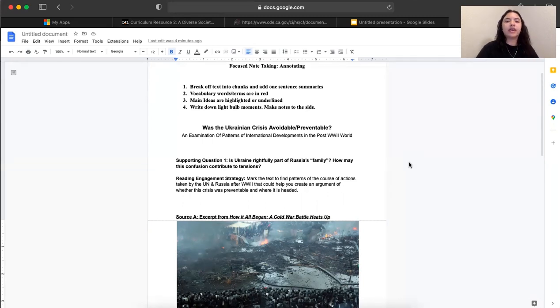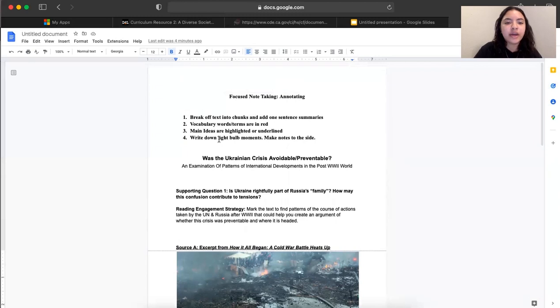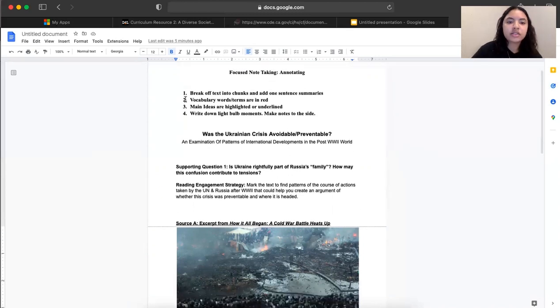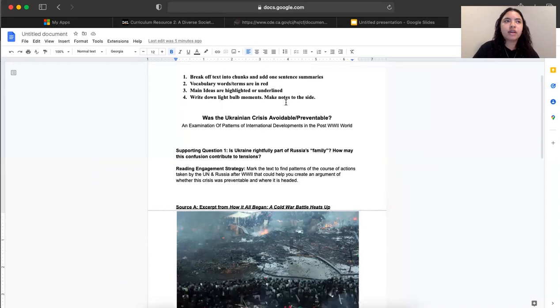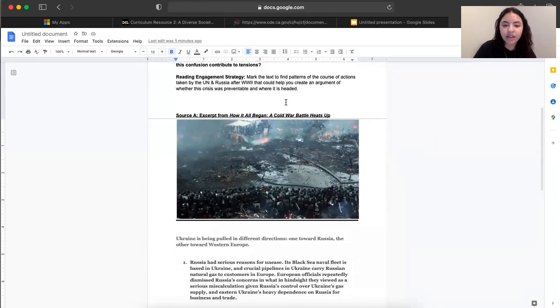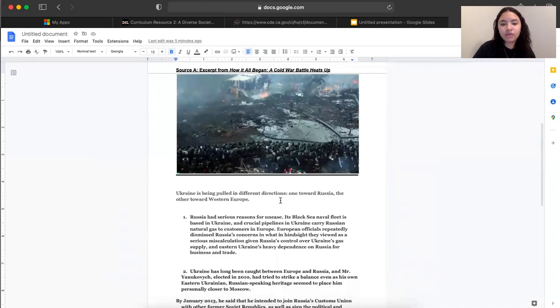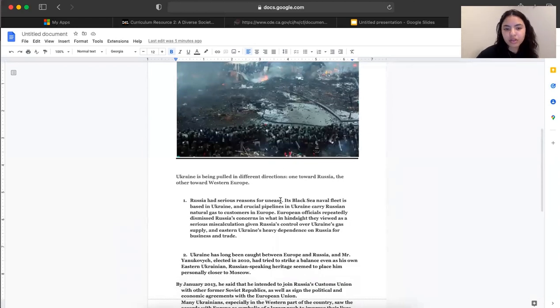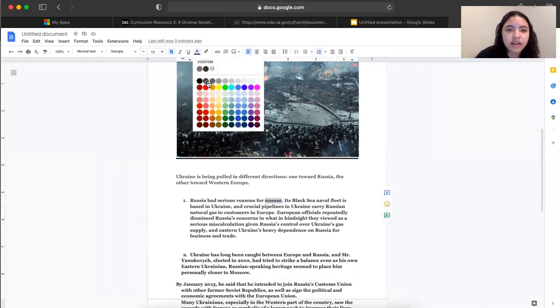Okay, so let's go ahead and practice this. I'm going to be doing the very first chunk of the text with you guys. So firstly, I want us to skim it really quickly and mark any vocab words in red. So any terms we recognize, or any important terms, any academic vocabulary, anything we don't know, and anything that sets the tone. So it says, Russia had serious reasons for unease. Unease sets the tone. We're going to mark that.